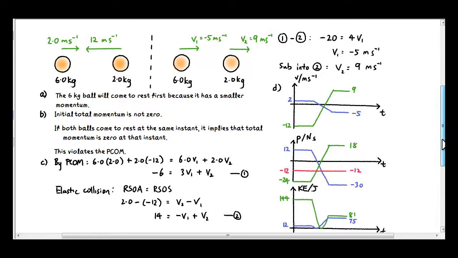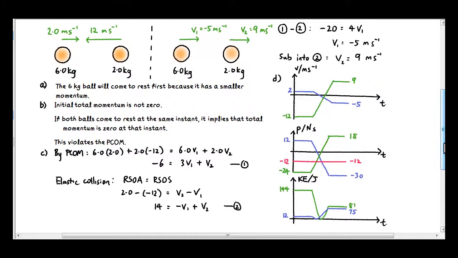And lastly, the kinetic energy time graph. Using the formula half mv squared, we can calculate the kinetic energy of the 6 kg ball to be 12 joules before the collision and 75 joules after the collision, and likewise for the 2 kg ball. So the total kinetic energy before the collision is 144 plus 12, which is 156, and after the collision, the total kinetic energy is also 156 joules. This makes sense because we are told that this is an elastic collision, so the total kinetic energy before and after collision should be the same.